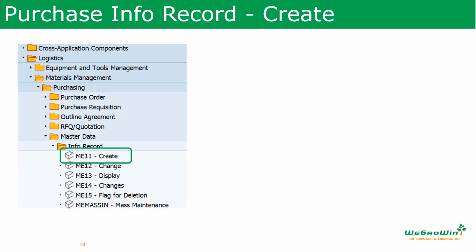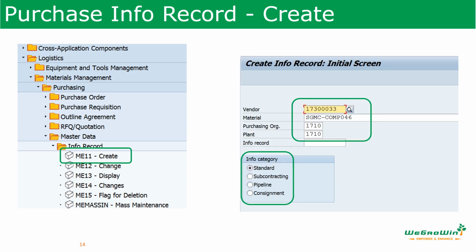To create a purchase info record, use transaction ME11 or the path which is shown here. Enter the details like the vendor code, which we discussed while extending the FI vendor of the business partner. Then what is the material we are going to buy, and the purchase organization and plant. Also, select the type of purchasing info record for which we are going to buy this material. So here we are going to select the standard type.